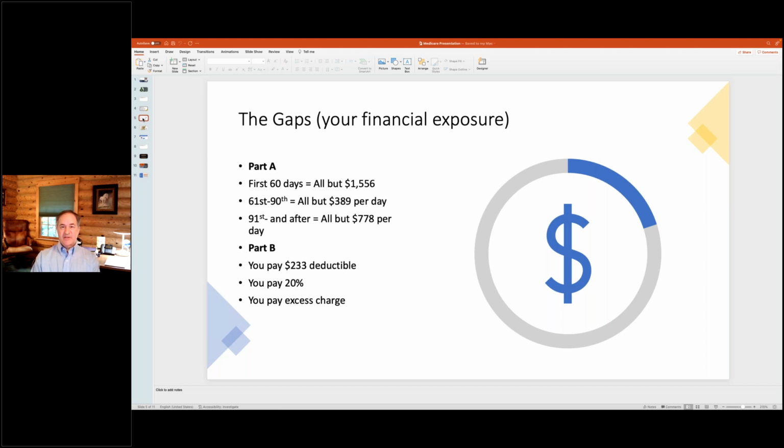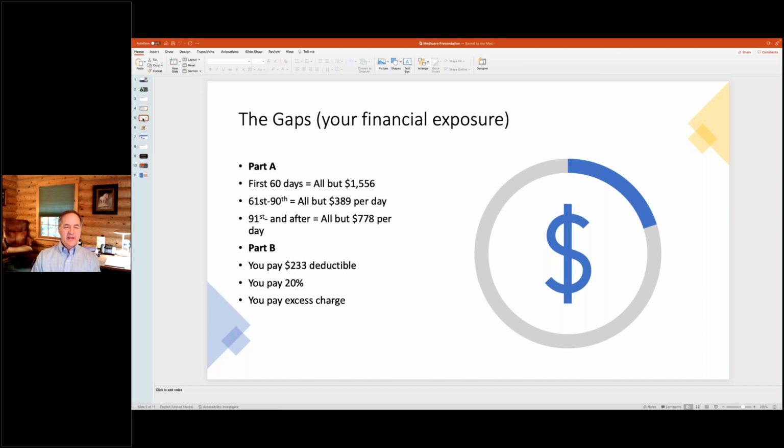It works like this. Let's say somebody ends up in the hospital in March. They have to pay the $1,556. Then, let's say they go back into the hospital the same year, but now it's November, and it's been more than 60 days. So now you have to pay that deductible all over again. Of course, if you have something like a Medicare supplement plan, it would pay for it, not you. That's the idea. It fills the gaps. That's why they're called Medigap policies.